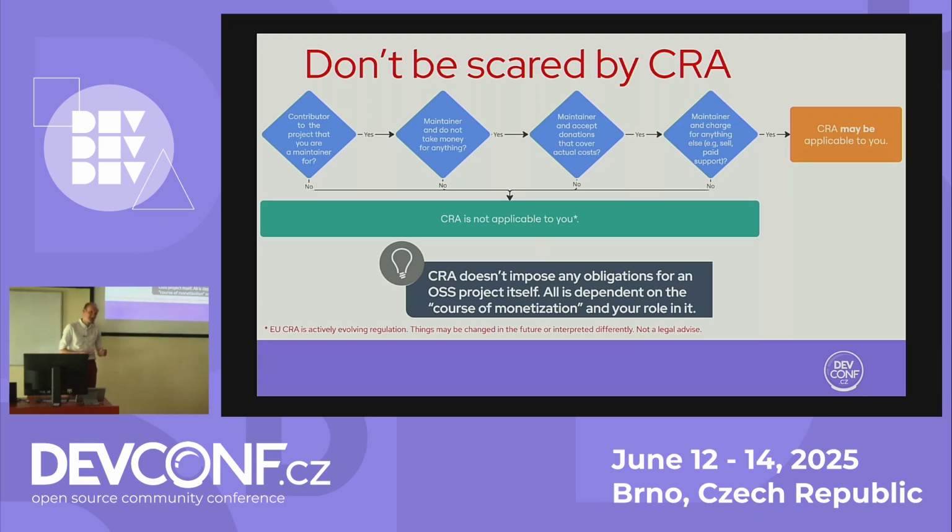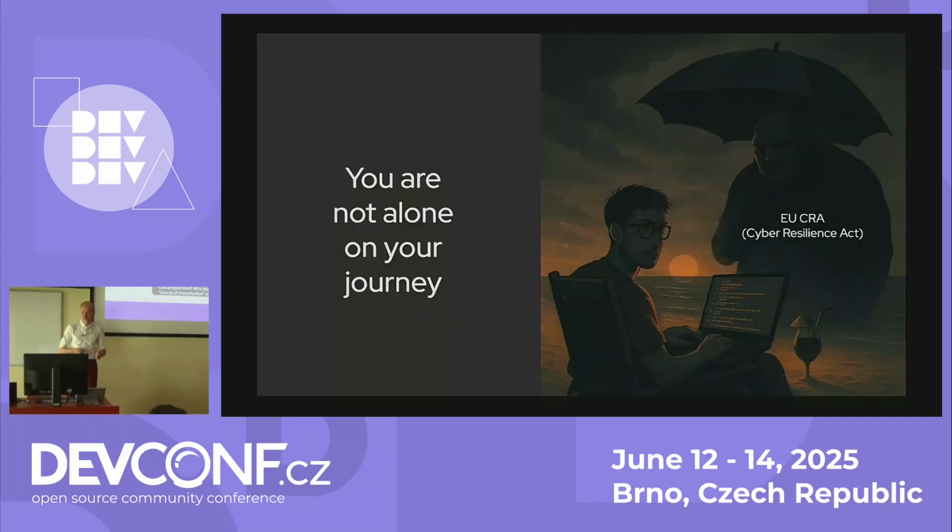Important to know that CRA actually doesn't impose any obligations on open source projects themselves. All is dependent on the course of monetization and your particular role in it, okay? Of course, we will have an indirect impact on open source projects in order to make stewards or maintainers or others compliant, but I think you got the point.